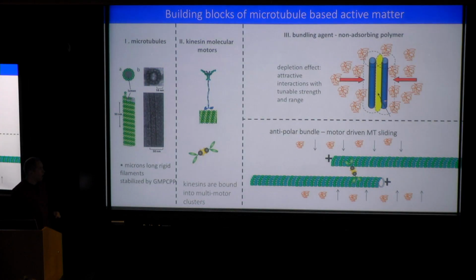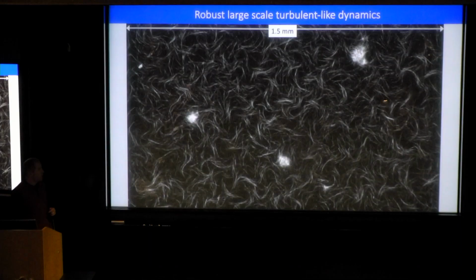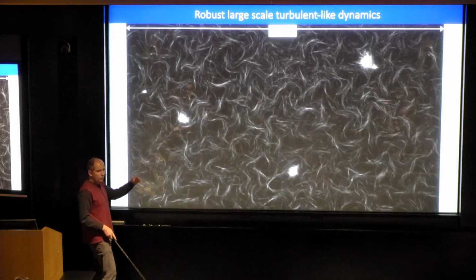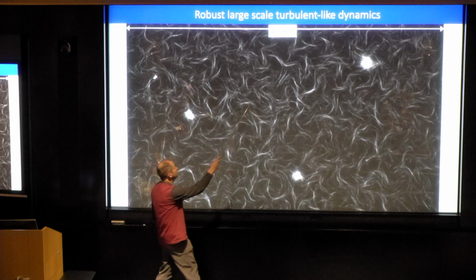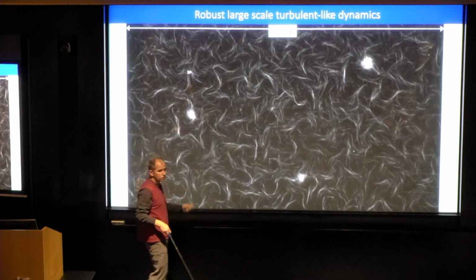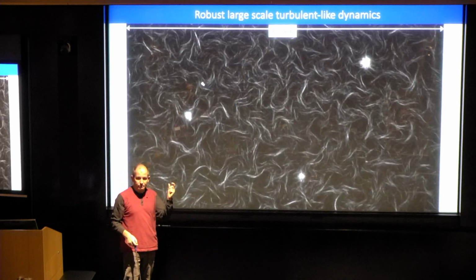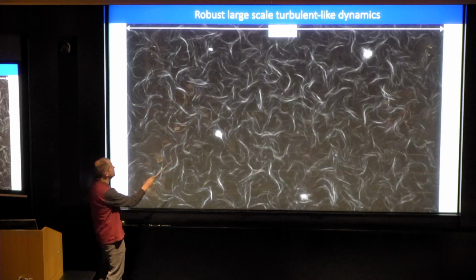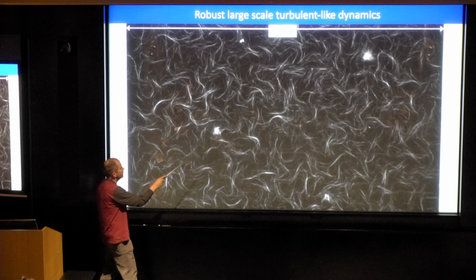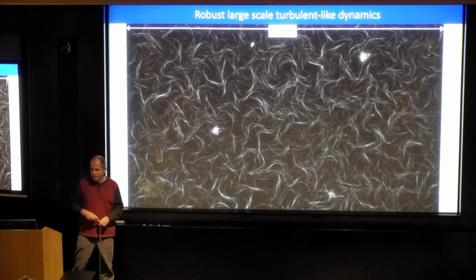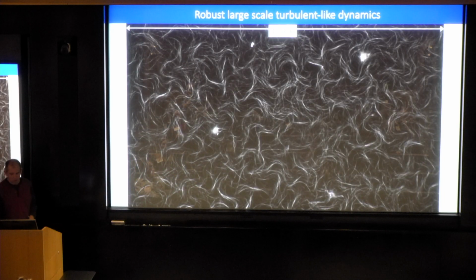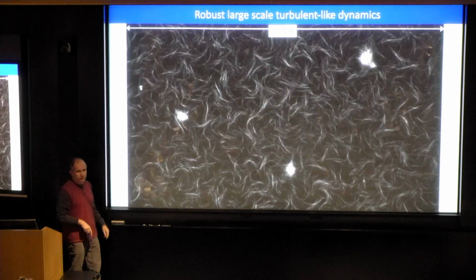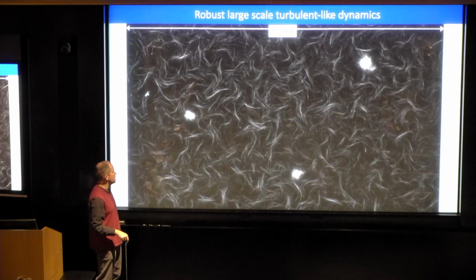If you take a lot of these microtubules and increase the concentration, this is the dynamics that you see. Now you have a network of these microtubules. This is a 1.5 millimeter length scale. Each microtubule is about 1 micron. And you see these large-scale dynamics, with these pieces of experimental crud being advected by this fluid that exhibits this kind of chaotic, turbulent-like behavior.